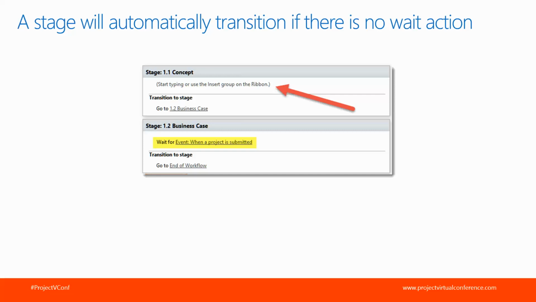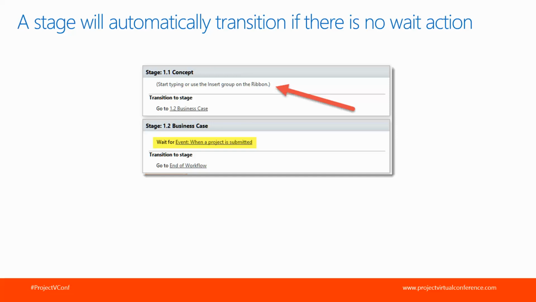So the first tip we have here is a stage will automatically transition if there is no wait action. I've been talking about these wait actions, and I just wanted to make the note that if you have a stage, for example, concept here, and concept's going to transition into business case. Well, if I forget to put any wait action here, as the workflow starts, it will go into concept, but there's no wait, so it'll go right into the transition to business case. So even though it's in concept briefly, really by the time the user checks where it's at in the lifecycle workflow, it's going to be all the way into the second stage of business case.